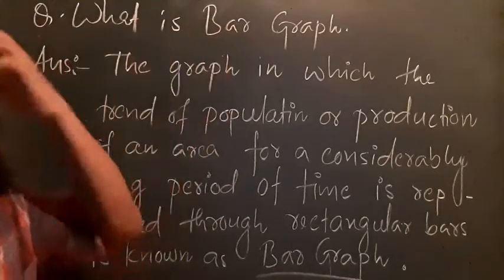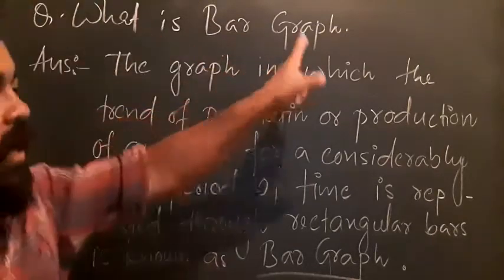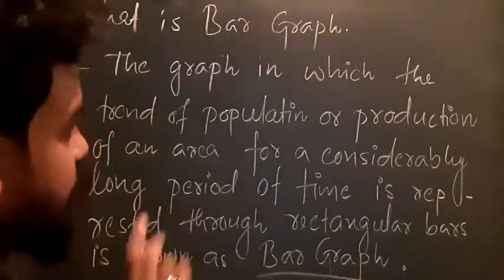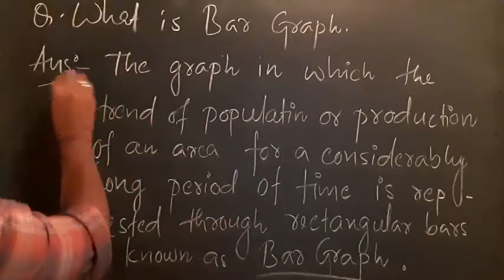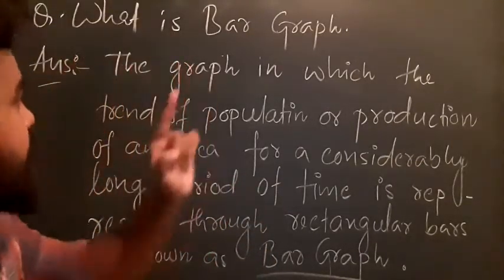So what is a bar graph, right? Bar graph means graph. Graph we know already. We represent two things in a graph. That is called a graph, right? So what is a bar graph? We'll see the definition.